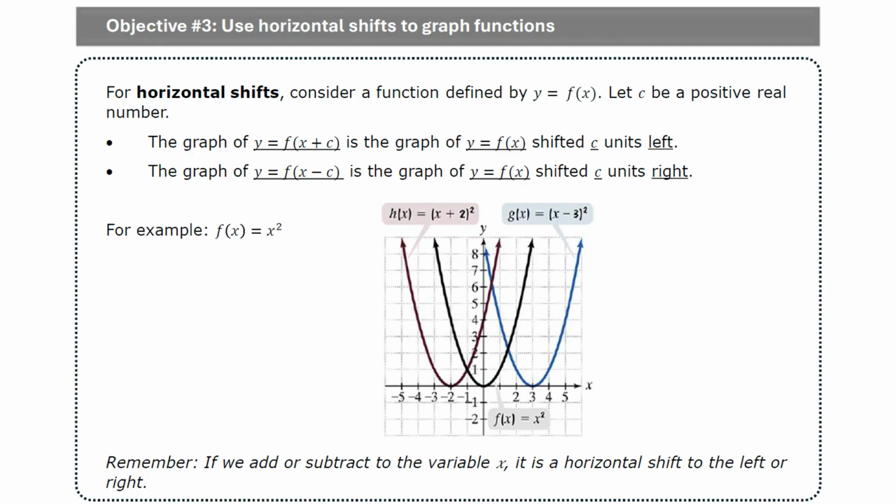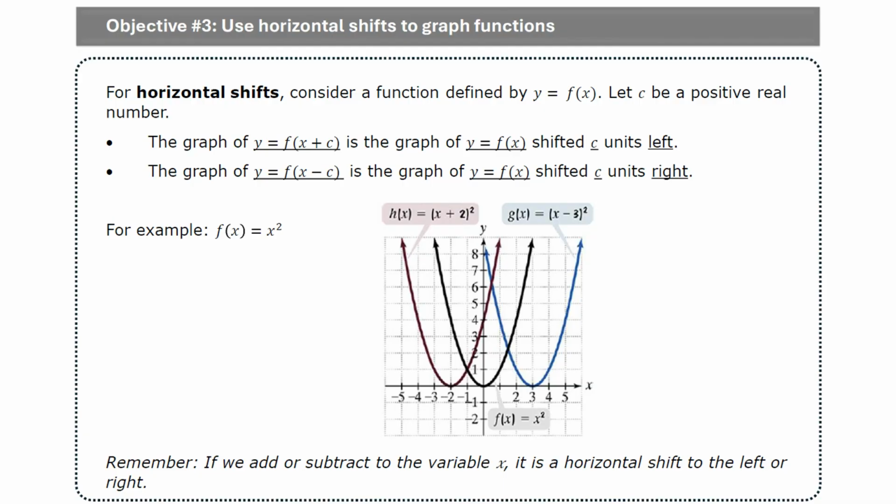So in the vertical shift, if it was positive, we knew we went up. If it was negative, we knew we went down. Whereas in the horizontal shifts, if it's positive c, we're going in the opposite direction, so we're going to the left. And if it's negative c, we're going to the right. So remember, if we add or subtract to the variable, it's a horizontal shift to the left or right. Add is to the left, subtract is to the right.